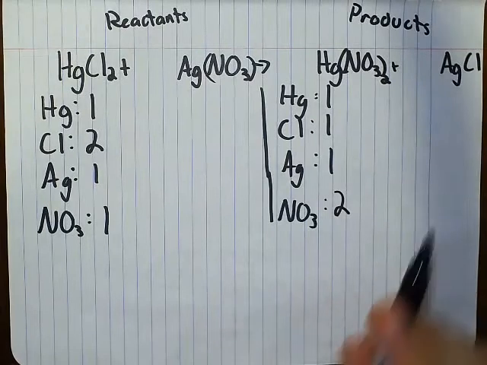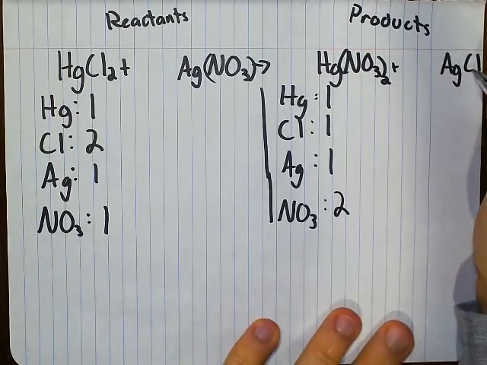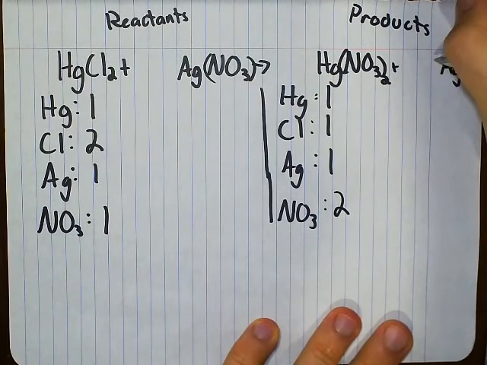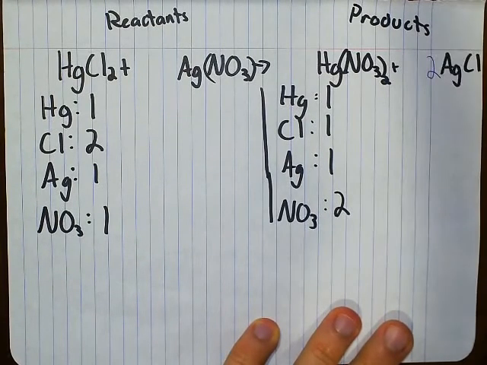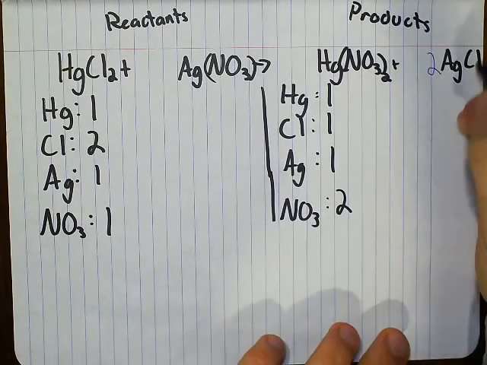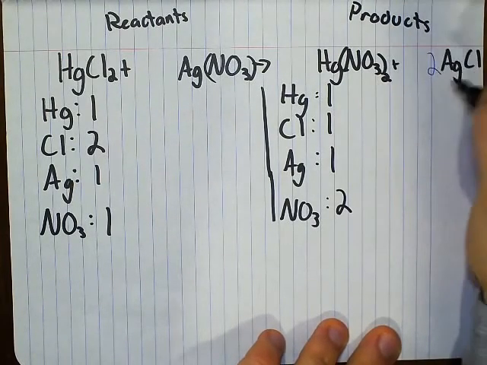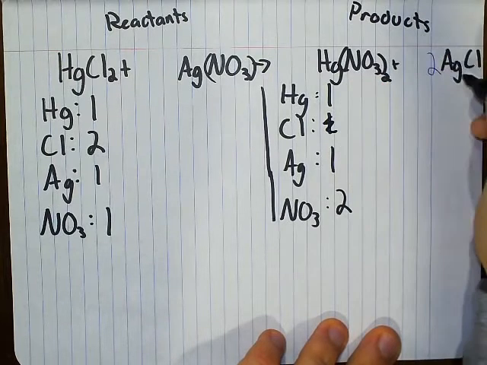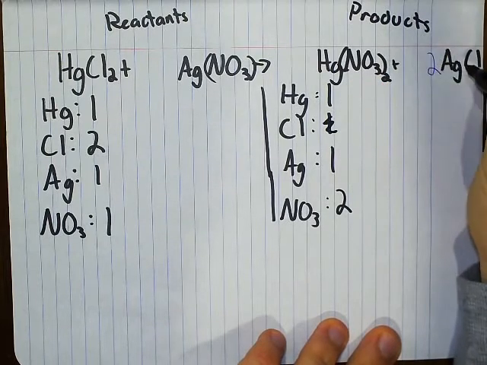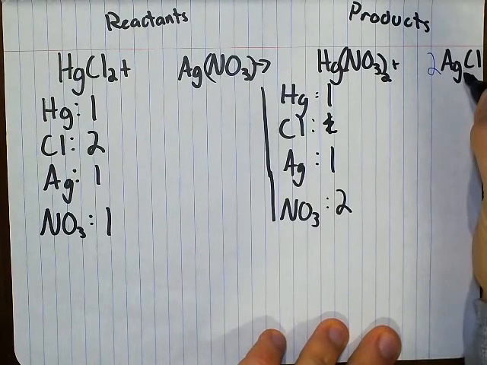So I've got 2 chlorine here. I need to get a second chlorine on this side. The only place chlorine shows up is in my silver chloride right here. So I'm going to add a 2 to my silver chloride. What that's going to do is increase my count for chlorine by 1. Now I've got 2 molecules of silver chloride.